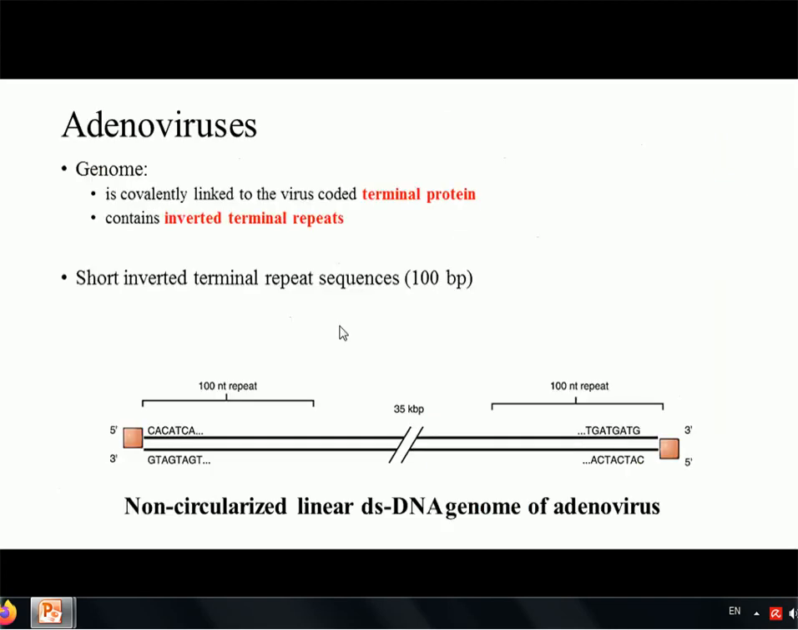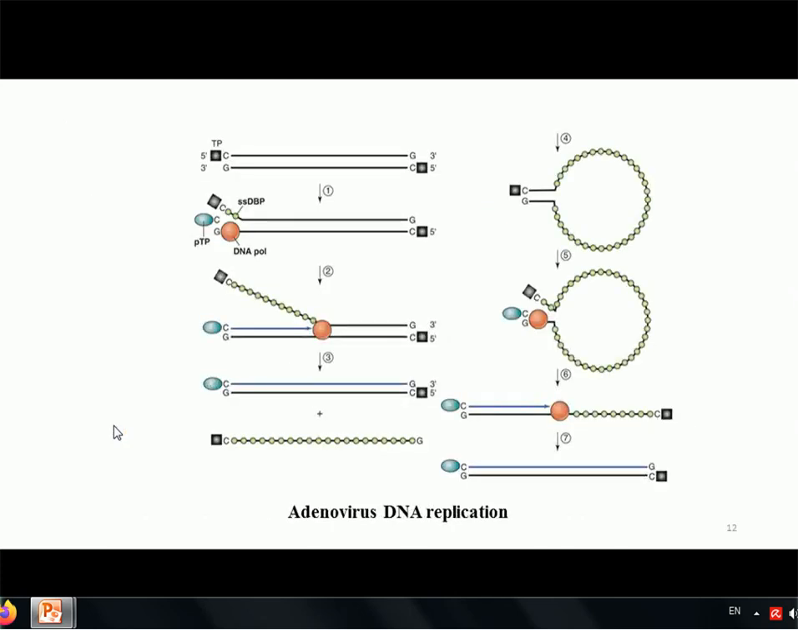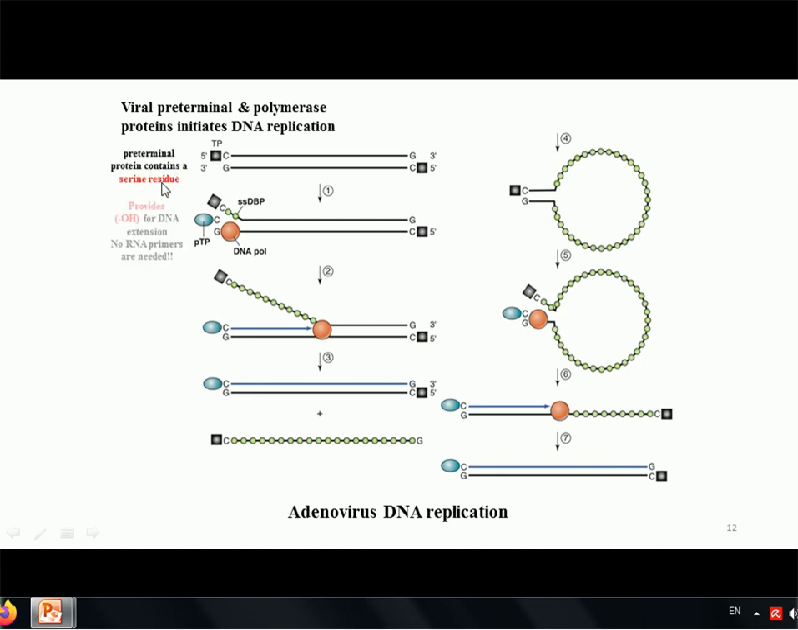If you look at the adenovirus genome, it is covalently linked to the viral core with a terminal protein. This is the terminal protein. If you look at the replication cycle, first of all, the pre-terminal protein and polymerase protein initiate DNA replication. The pre-terminal protein contains a serine residue, which provides an OH group for the DNA extension. So no RNA primer is needed at this stage. Then they start to do replication.